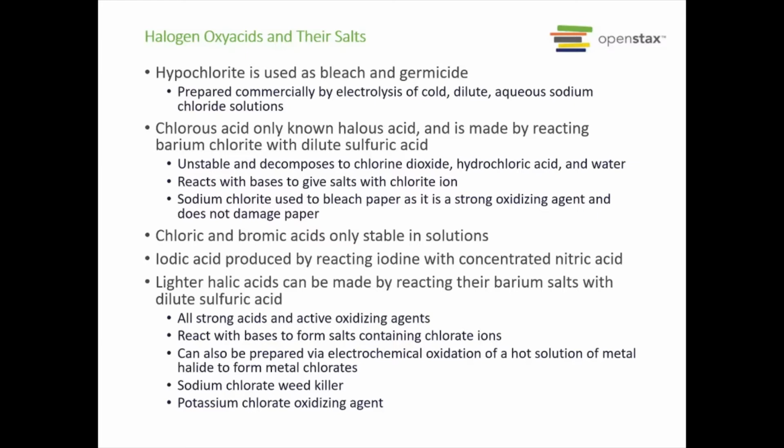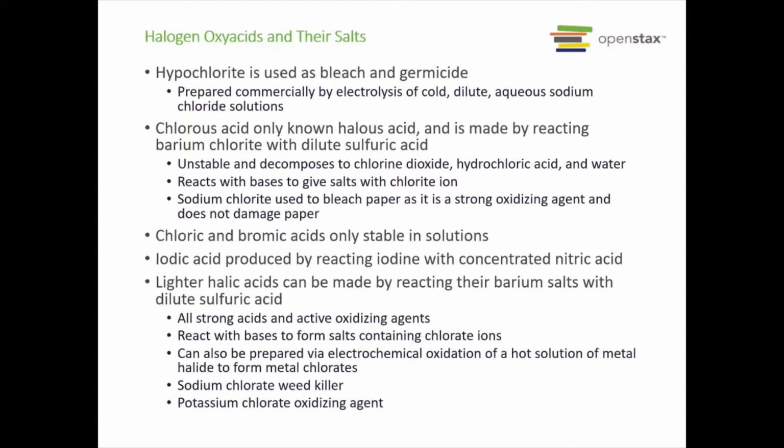Chloric and bromic acids are only stable in solutions. Take them out of solution, they aren't so stable anymore. Iodic acid we get by reacting iodine with concentrated nitric acid. And then the lighter halic acids, we can make them by taking their barium salts and reacting them with dilute sulfuric acid. So if you recall, all these halic acids are strong acids and very active oxidizing agents, which makes sense. Hydrochloric acid we've looked at all the time, and we know that it's a very strong acid.